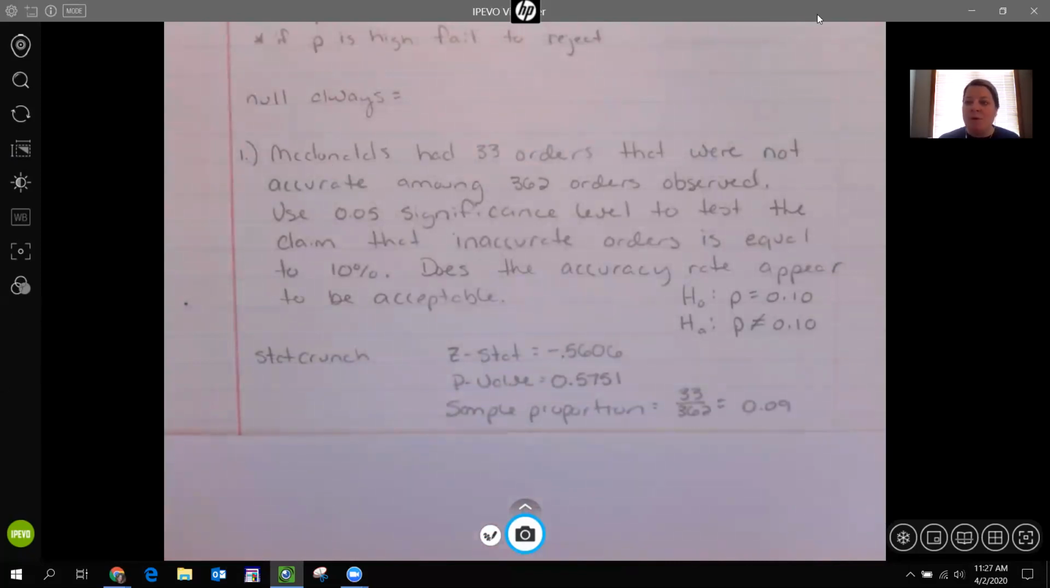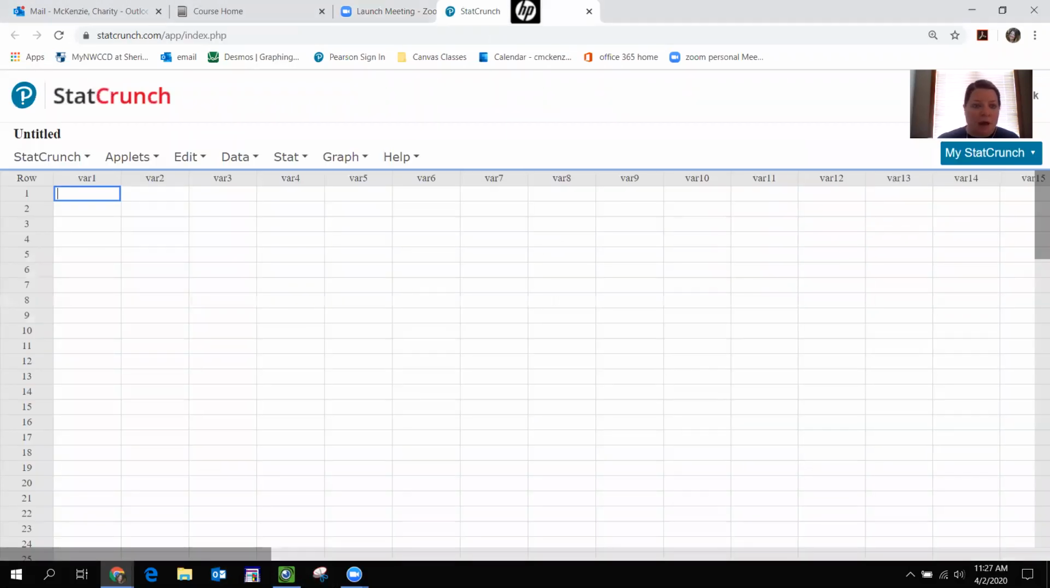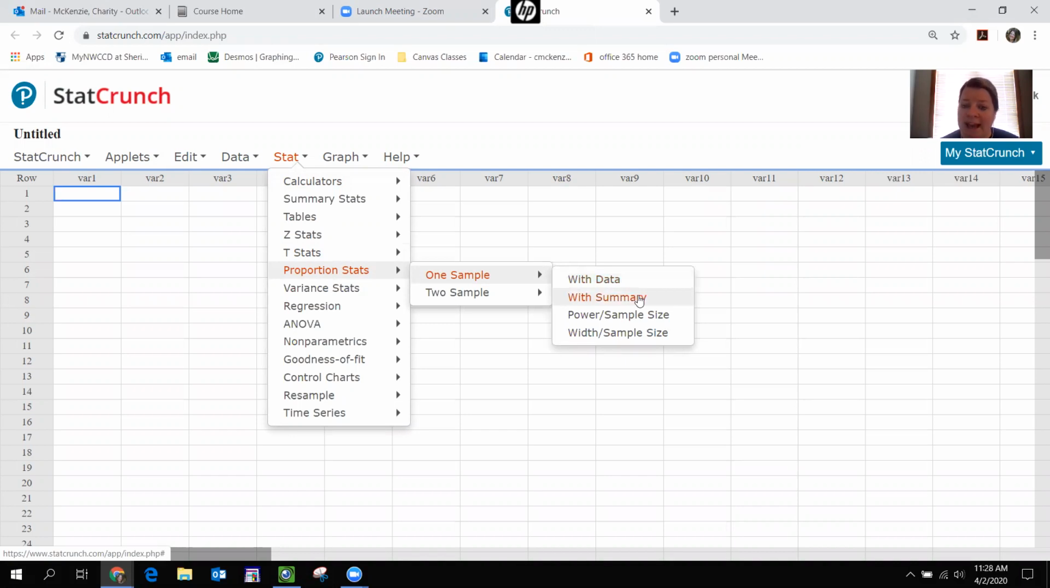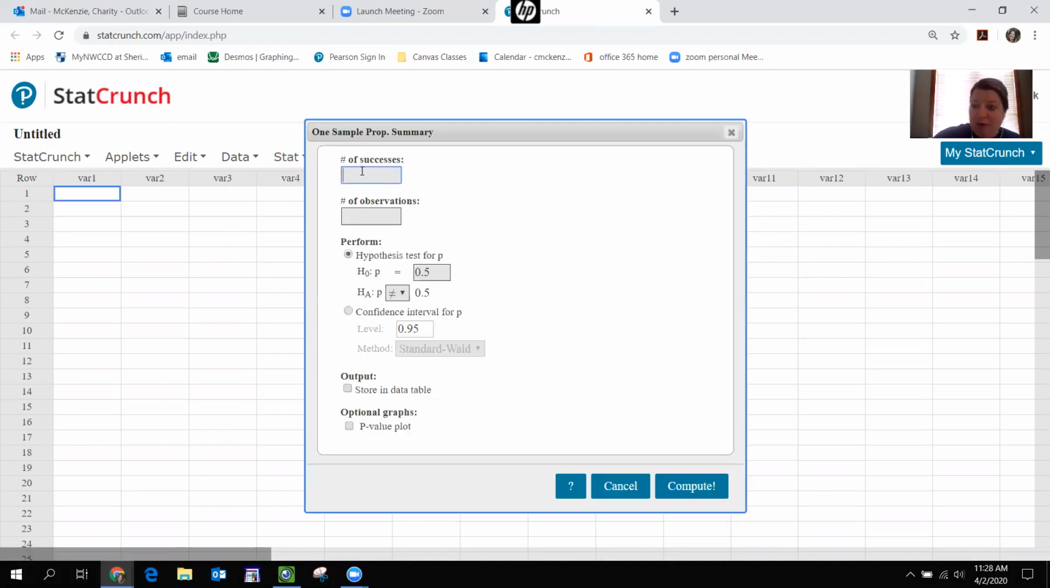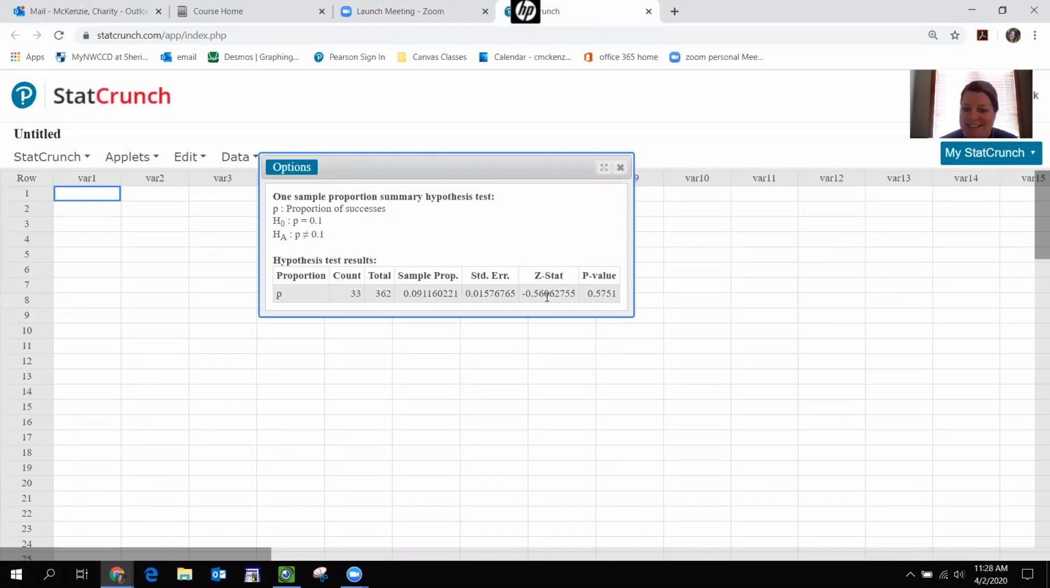So let me move over to StatCrunch. Okay, so we know we have our proportion, so we're going to go to that proportion section again. One sample, and we don't have data. We have a summary. And we were given 33 inaccurate orders out of 362. And then the value here was 0.1 for 10%, and not equal. So we push compute. And what do we have here? Well, we have that Z statistic that they might ask you for. And the most important part is that P value, the probability.